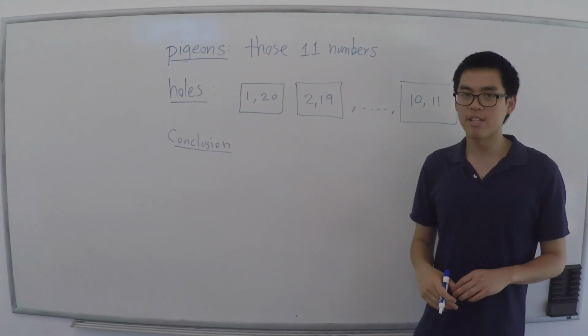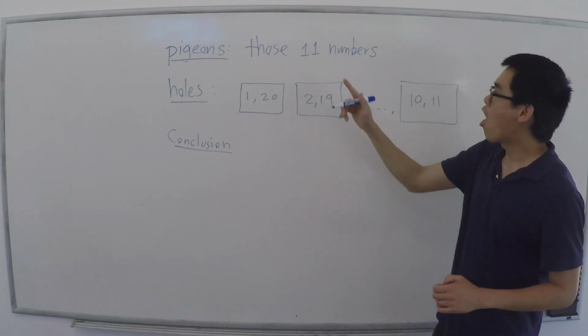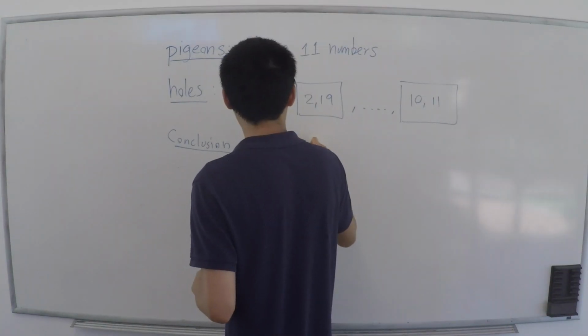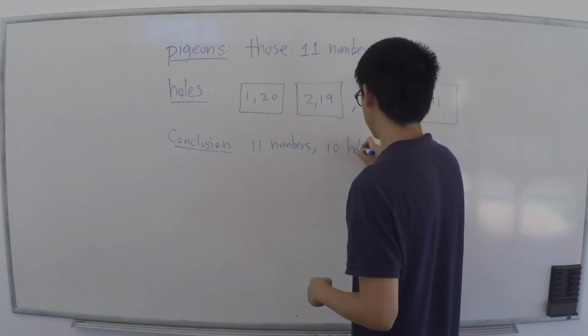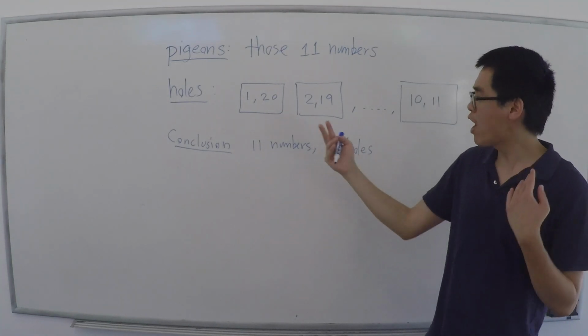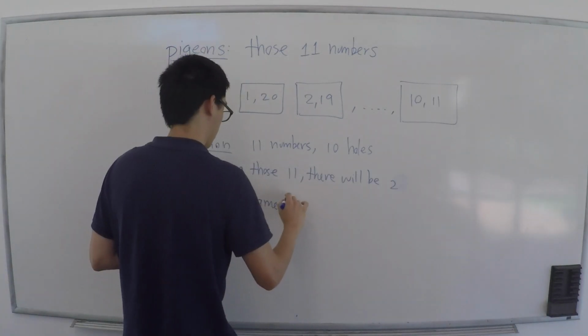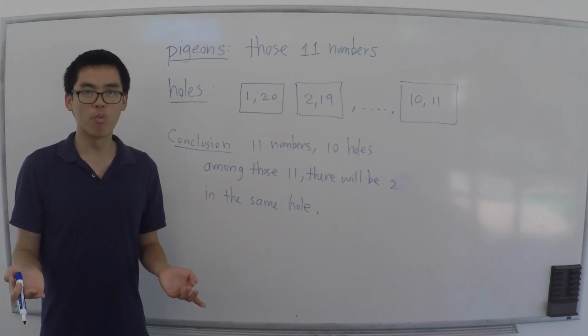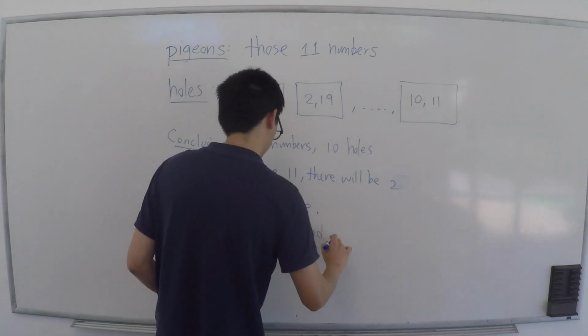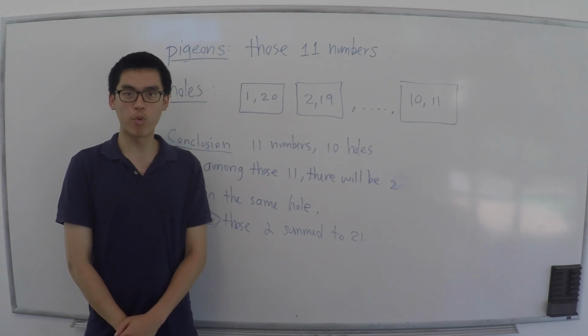And last but not least is our conclusion. We say that there are 11 pigeons, but we only have 10 holes. By Pigeonhole Principle, there will be two numbers that fall into the same hole. And thus, those two will sum up to 21, which is exactly what we want to prove.